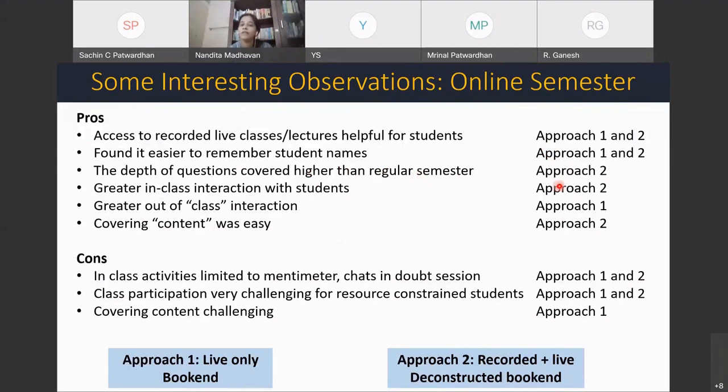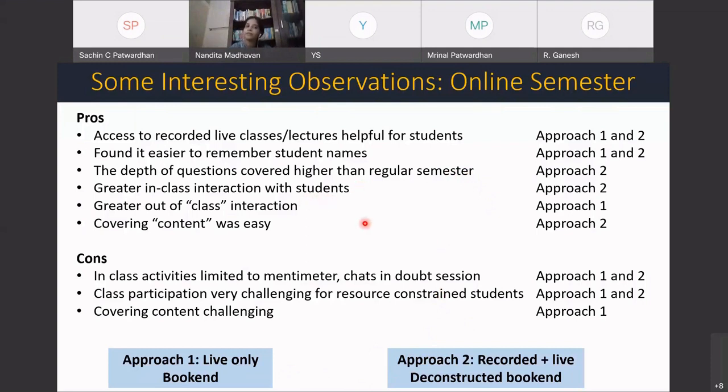Depth of questions covered, especially in approach two. I've listed the two approaches in case you don't remember. Approach two is a flipped method, and the depth of questions covered in the activity sessions was higher than what I observed in the regular semester, because students had more time to look at the videos, probably again and again, and the activities helped quite a bit, I think, for the students to ask questions.